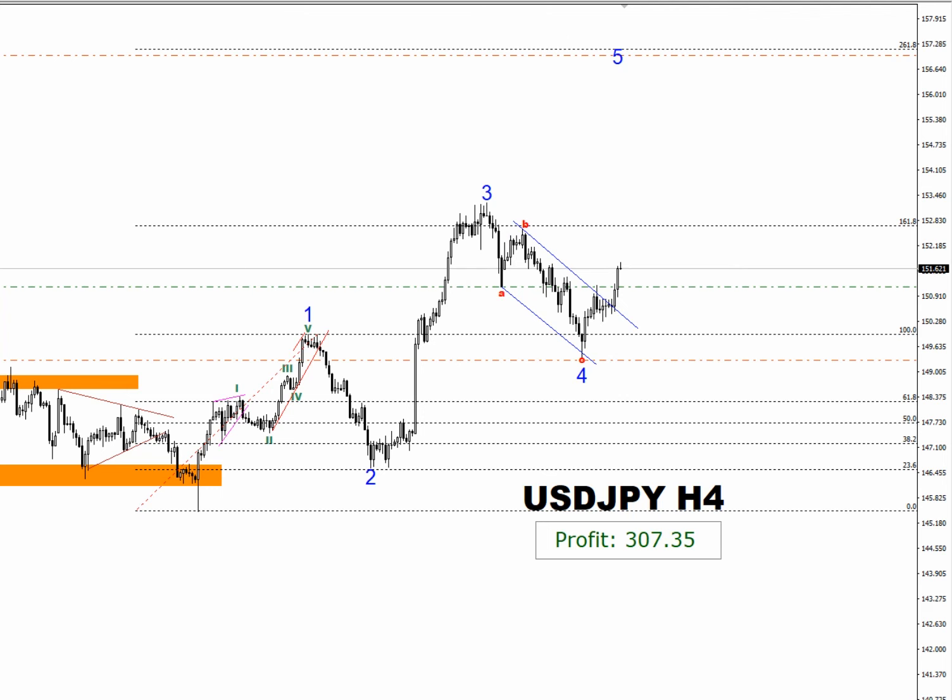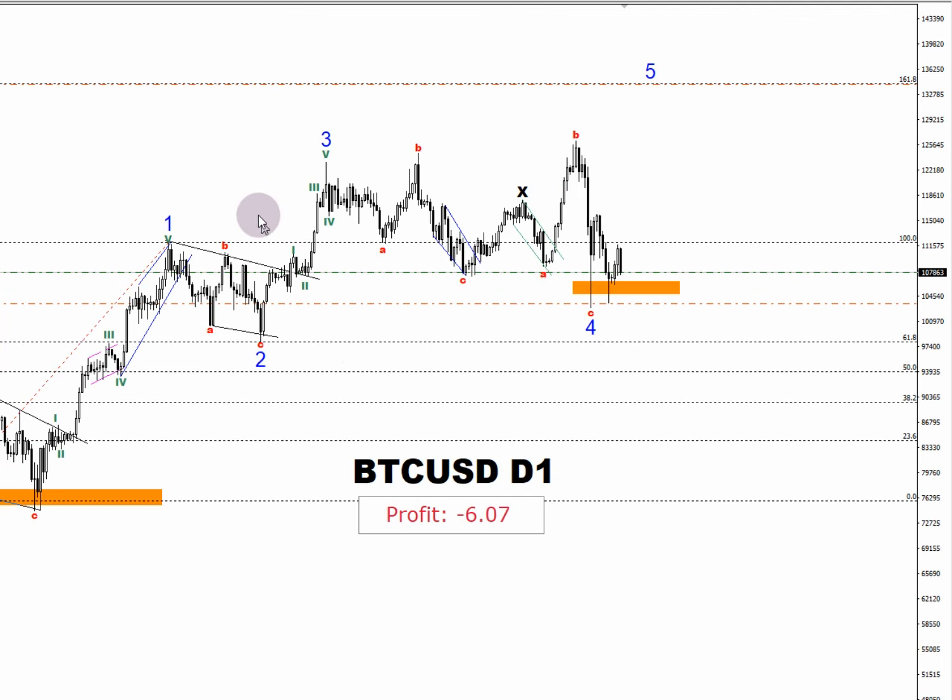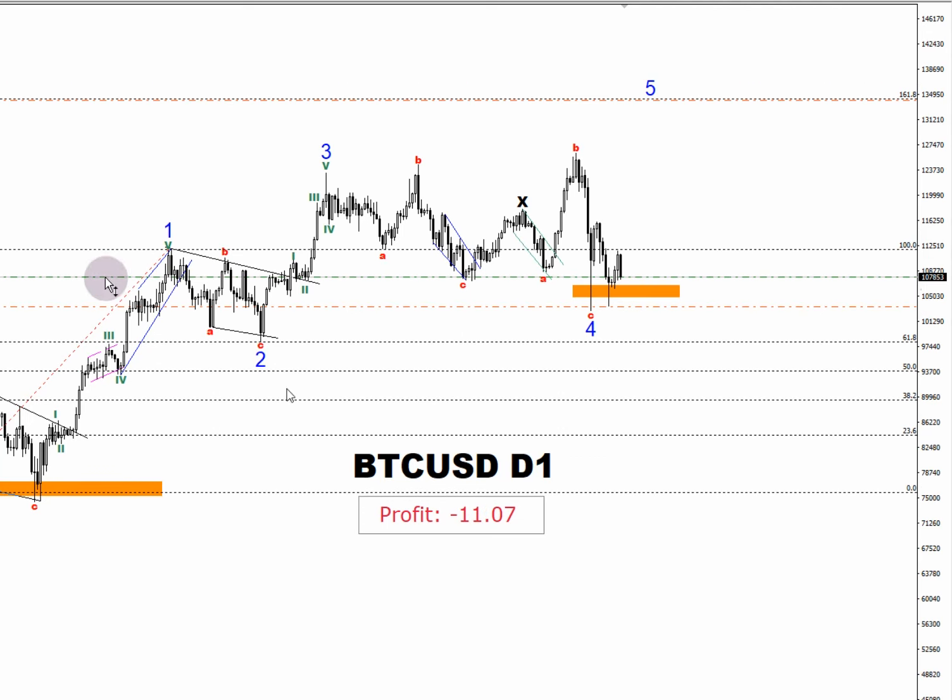Alright, let's move on, guys. Next, let's take a closer look at the various cryptocurrencies available today. About digital currency. I'm currently trading two cryptocurrencies, Bitcoin, the first instrument, and Ethereum.